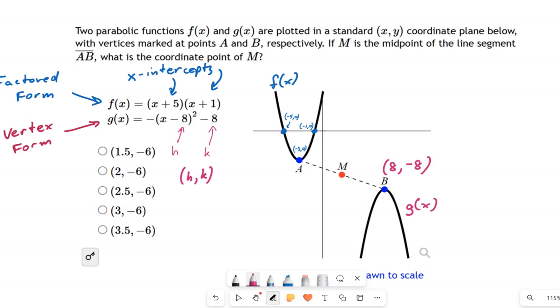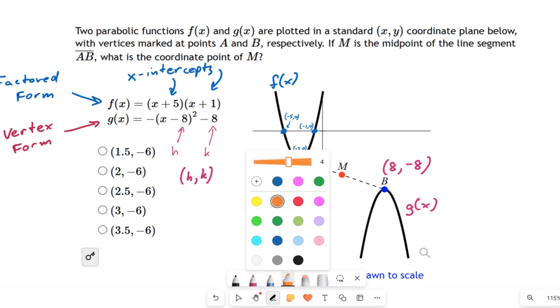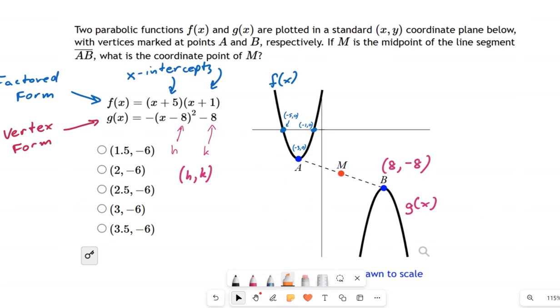Now, as it turns out, the x values are really the only ones that are important to me. Because if I have an x value located over here, and my x value is 8 right there and negative 3 over here, well, all I have to do is take the average of them, and I'm going to find exactly what's in the middle.